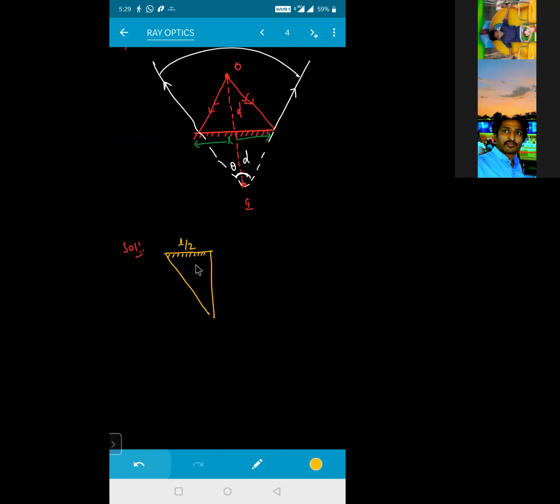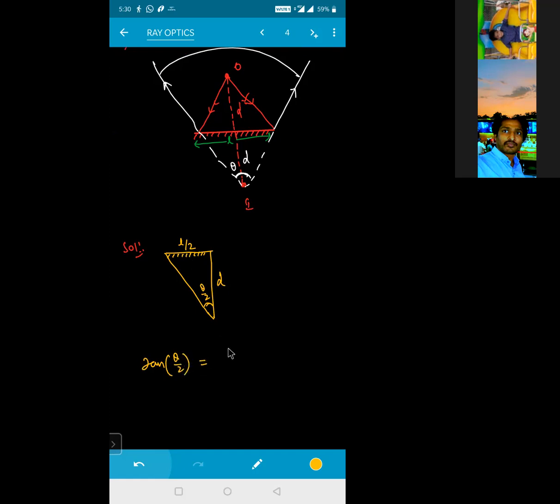Becomes L by how much? L by 2. This angle will become how much? Theta by 2. And this distance is equal to how much? D. So what remains is tan theta by 2, which will be equal to how much?